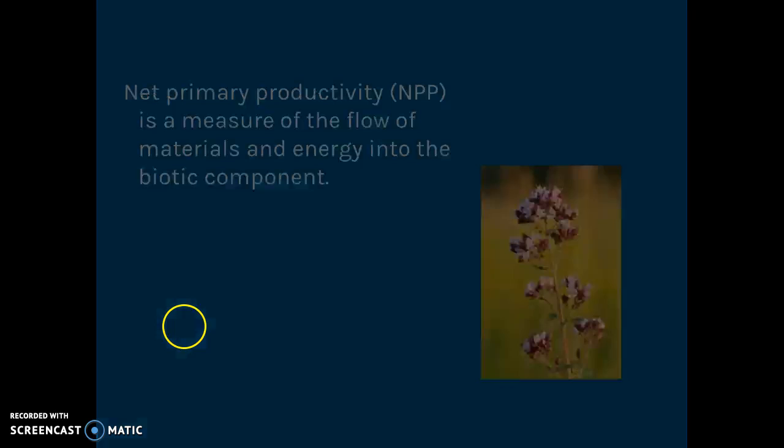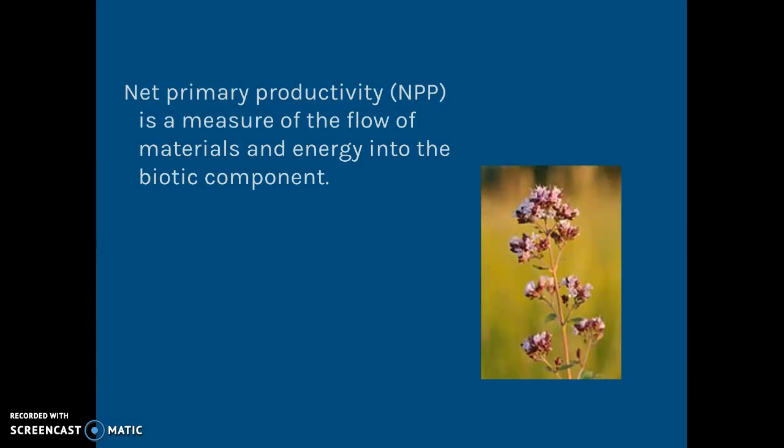So, of course, ecosystems are going to function through dynamic processes, and ecosystem components are going to exchange and transform energy and materials. But ultimately, movement of materials between abiotic and biotic components is tied to carbon. And one measure of this is, of course, net primary productivity, which we did practice problems with in class. It's a measure of flow of materials and energy into the biotic component.